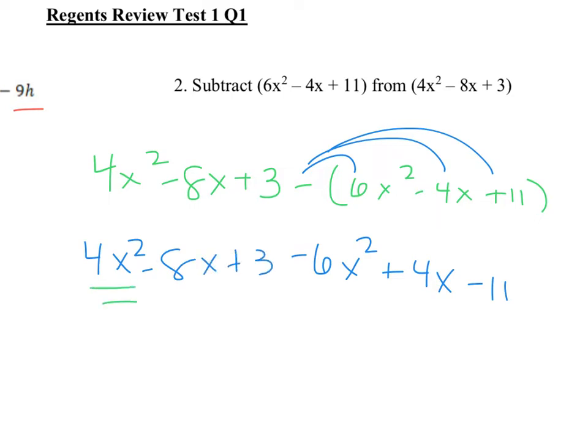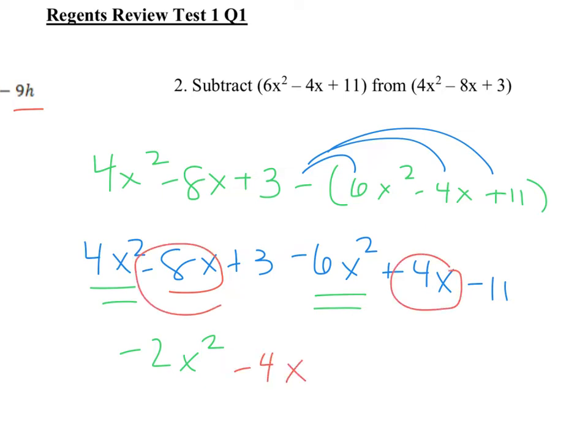So the 4x squared and the negative 6x squared will get you a negative 2x squared. The negative 8x and the positive 4x will get you a negative 4x. And then the plus 3 and the minus 11 will get you a negative 8. And this is your answer right here.